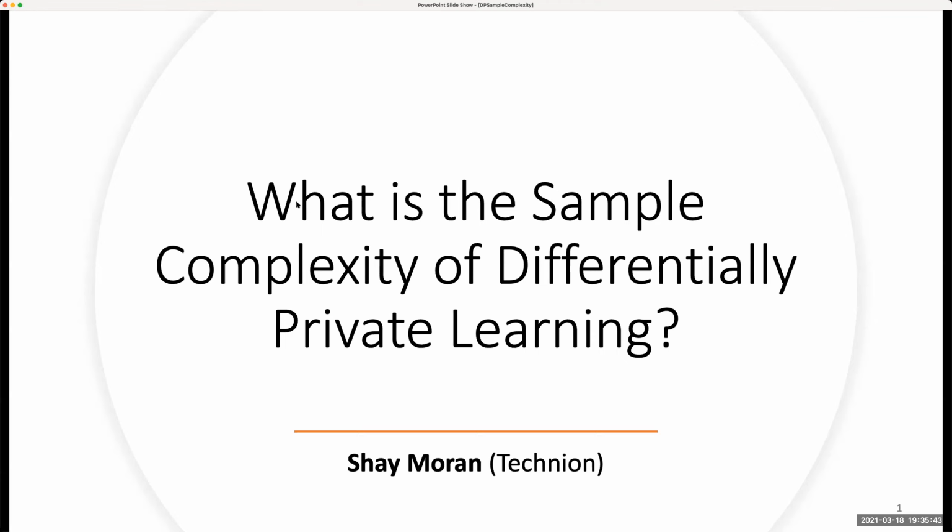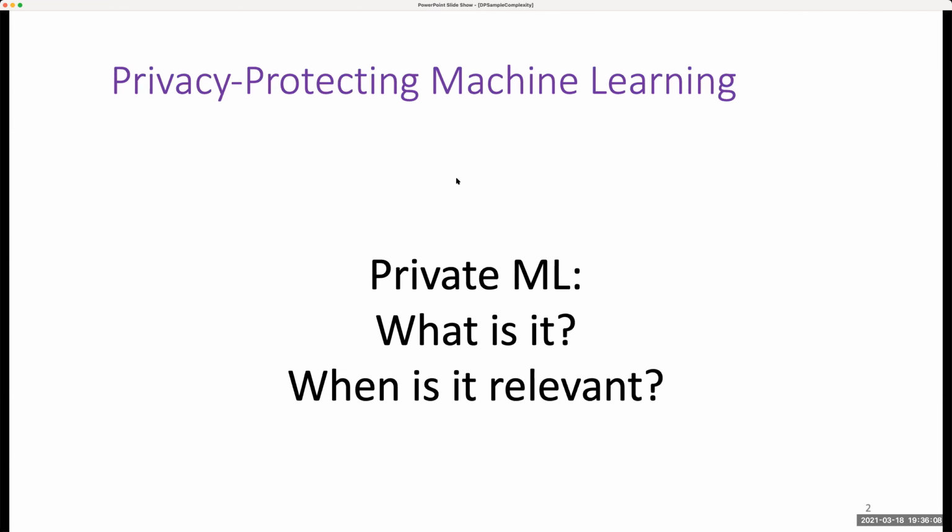Okay, so let's start. I guess the broad question I will try to address in this talk is, what is the sample complexity of differentially private learning? Namely, how many examples are needed for supervised differentially private learning? So first of all, let's begin with a very quick, intuitive introduction to what is even private machine learning and when is it relevant.